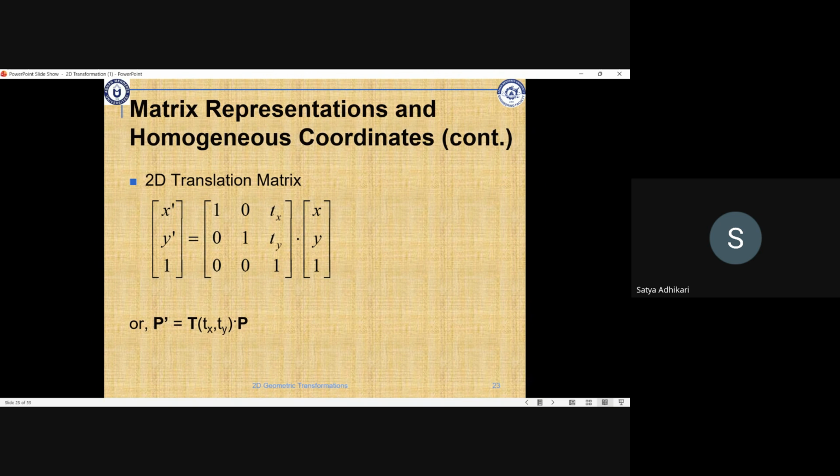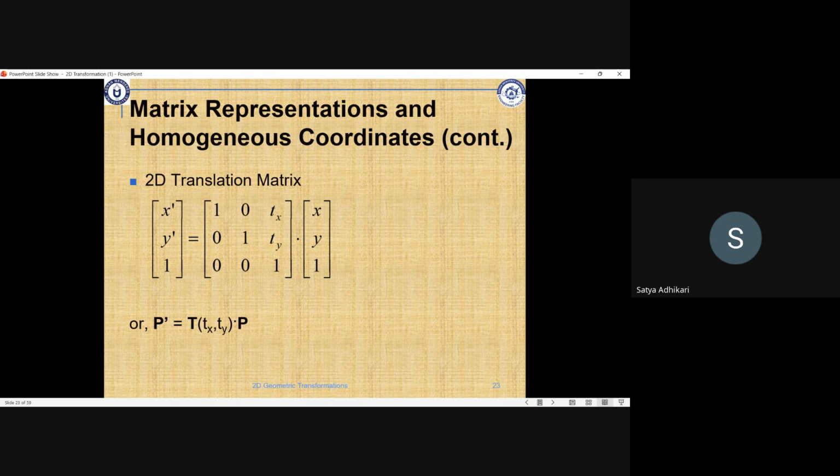So let us start. This is the matrix representation, and you see how a 2D translation matrix can be written using a 3 cross 3 matrix. I have taken a dummy row. You see, the first row is 1 0 0. The first column, a dummy column, is 1 0 0, and the last row 0 0 1.